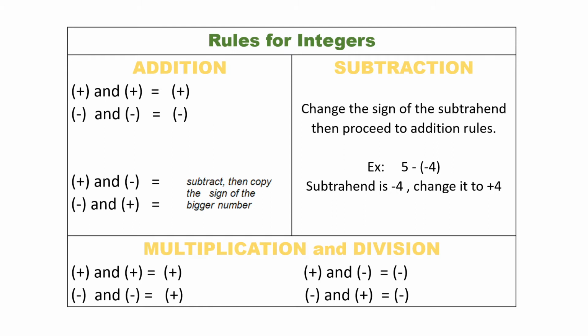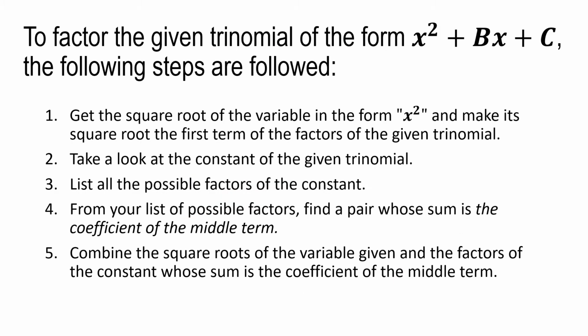For multiplication and division, kapag same yung sign na i-multiply mo or i-divide mo, the answer will be positive. Pero kapag magkaiba yung kanilang sign ng i-multiply mo and i-divide mo, the answer is negative. And since na-review na tayo for the rules of integers, so now let us have the process kung paano mag-factor ng trinomial na ang form niya ay x squared plus bx plus c.